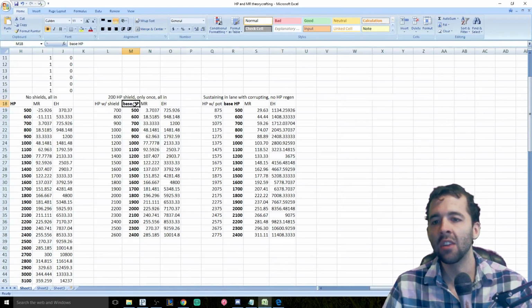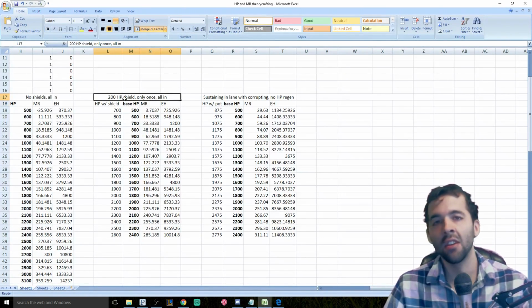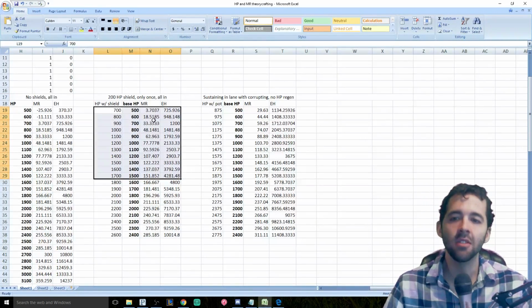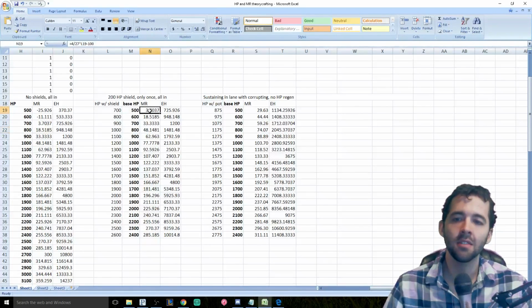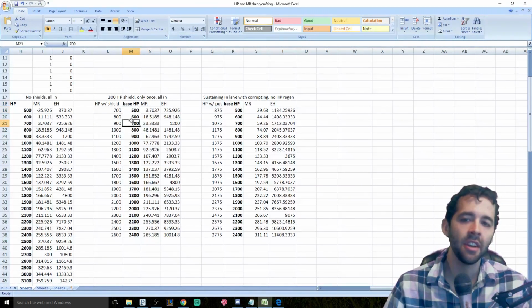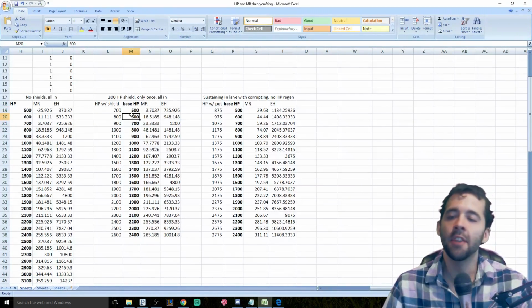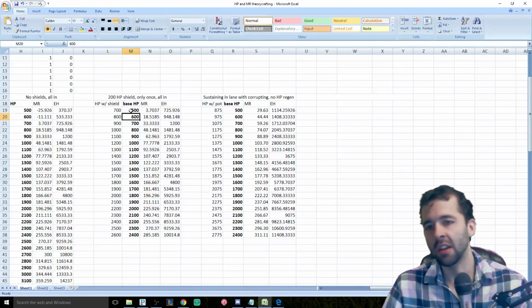So if you're looking at, say, a 200 health shield and you're only getting it off once in an all-in combo, then all you have to do to find your calculations is bump up your health by 200 and look at the corresponding MR for that. Okay, so you can do these calculations very easily in your head by just figuring out how many shields you're going to have.